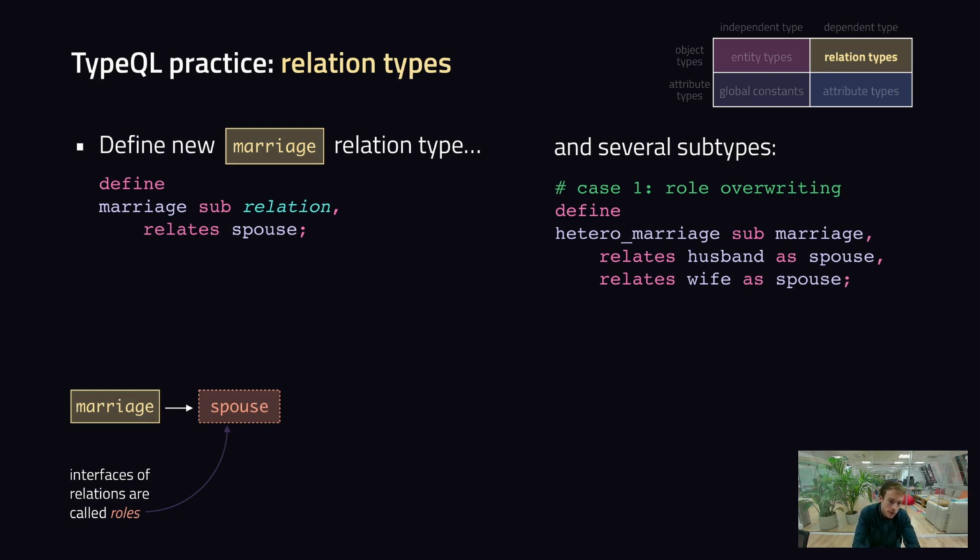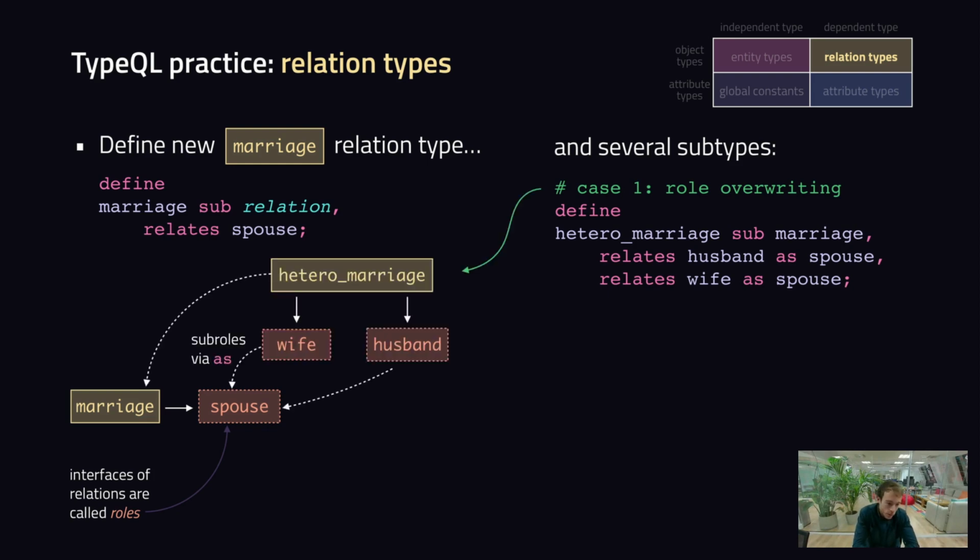So here in this define clause, we are defining a new subtype of marriage, heteromarriage, and we also are defining what this marriage depends on, which roles it relates. It relates a role of husband and it relates a role of wife. And we specify that these, in fact, overwrite the role spouse.